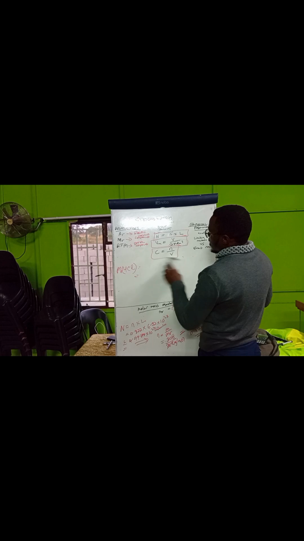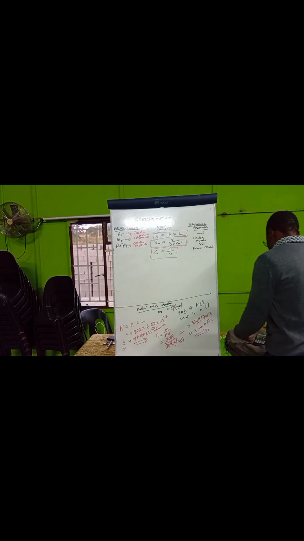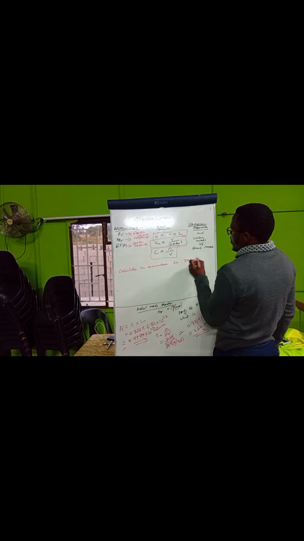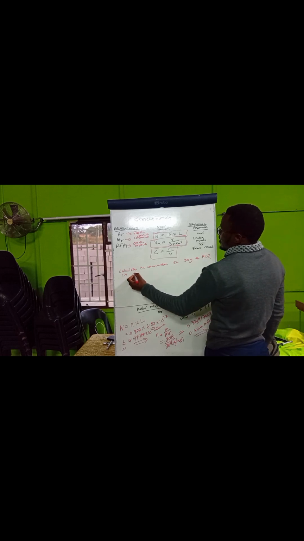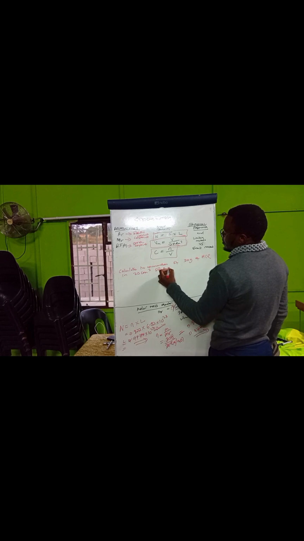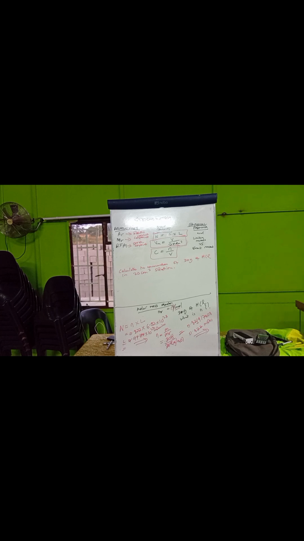So let's say hydrogen chloride, or let's call it now hydrochloric acid, 30 grams of HCl in a 20 cubic centimeter solution. Let me put it like this: calculate the concentration of 30 grams of hydrochloric acid in a 20 cubic centimeter solution.